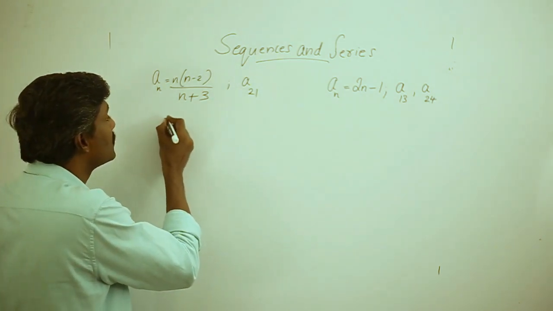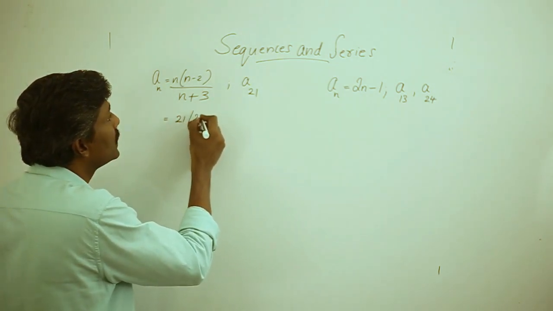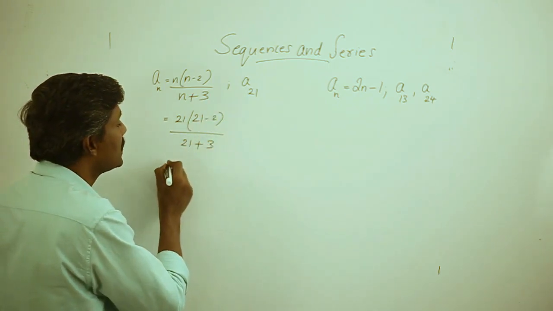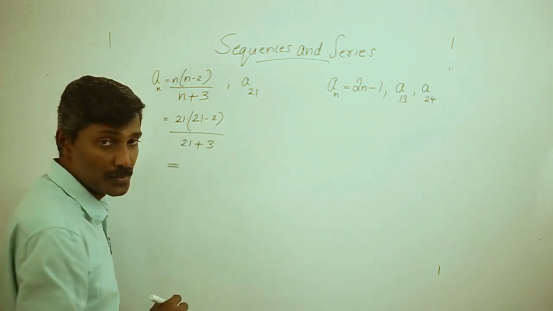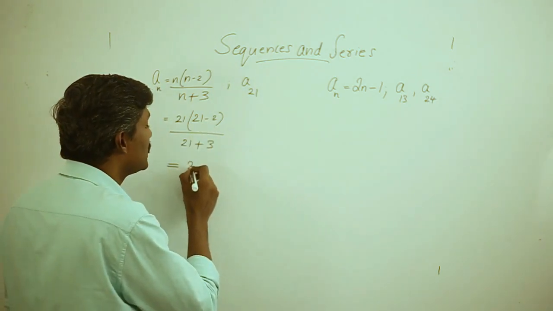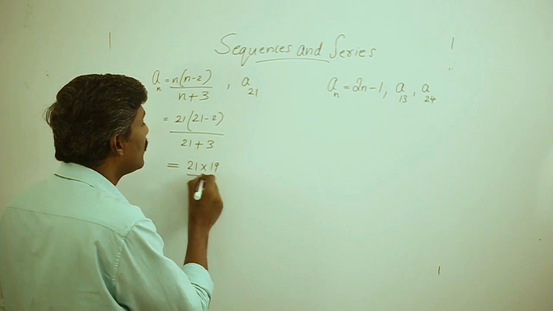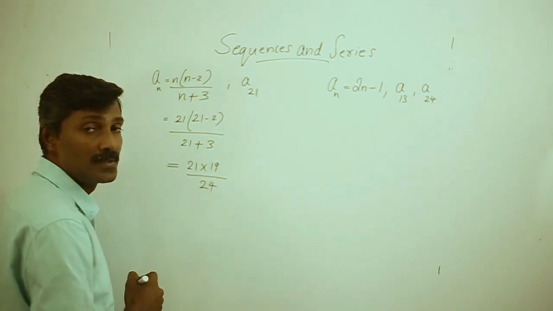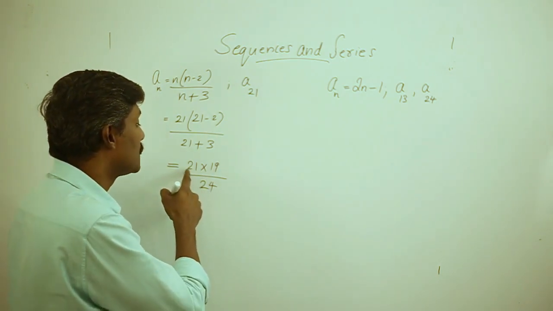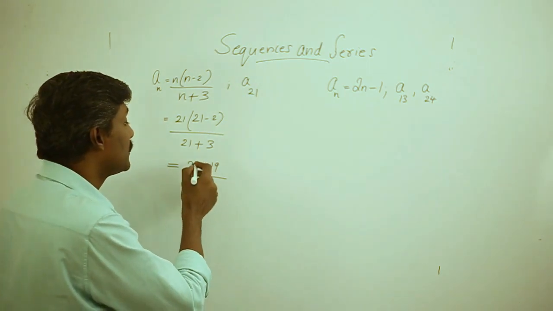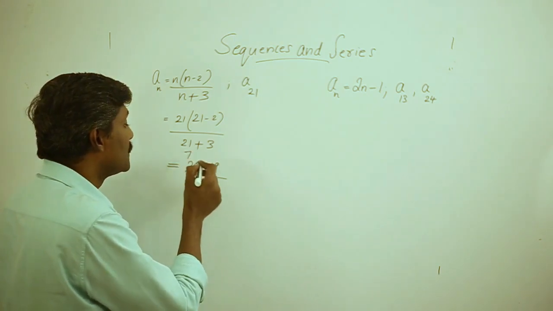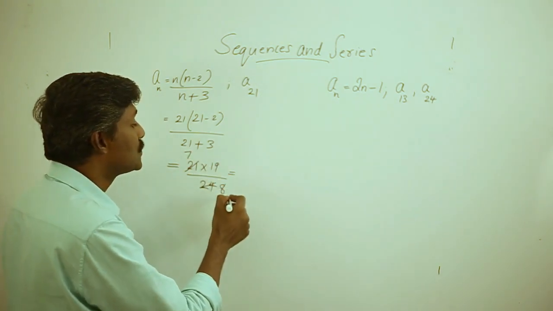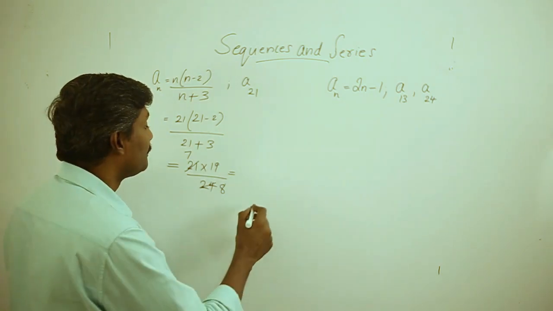Okay, so this becomes 21 into (21 minus 2) divided by (21 plus 3), which is, what is 21 minus 2? It is 19. So 21 into 19 divided by, what is 21 plus 3? It is 24, right? So you can divide these two numbers because both are multiples of 3. 21 divided by 3, I get 7. 24 divided by 3, I get 8. Now you can multiply these two and you can find out the answer.